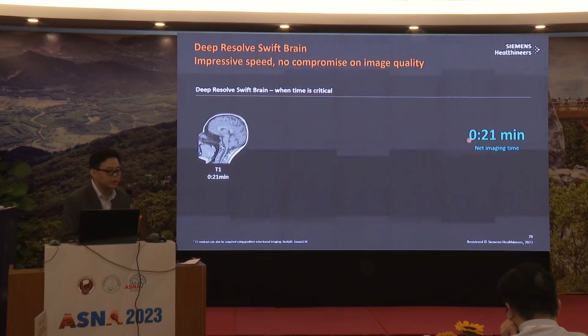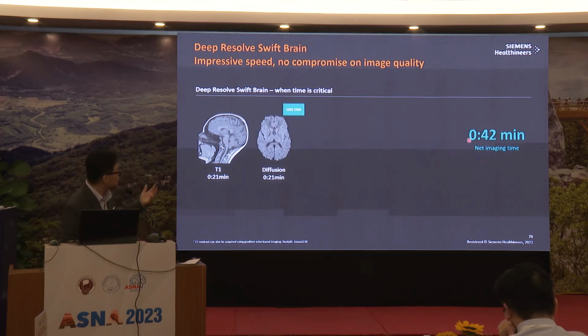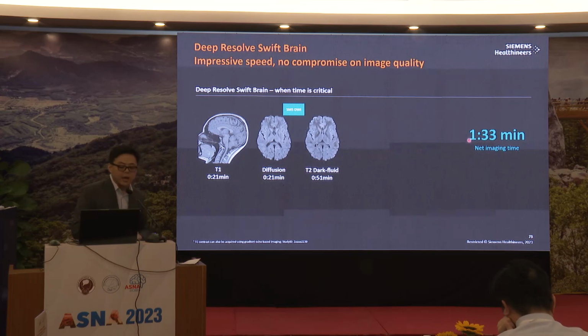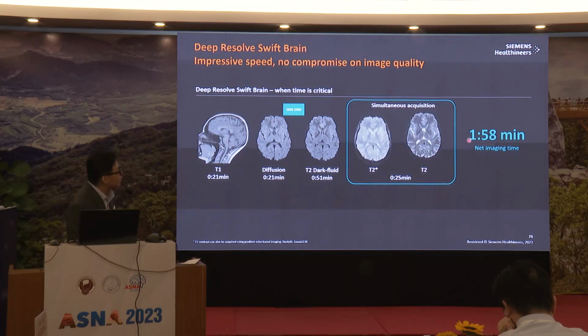So we developed this new technique called Swift Brain. Let me walk you through the speed you can expect from this new technology. The sagittal T1 only takes 21 seconds. For the diffusion, applying the simultaneous multi-slice diffusion, we can bring the scan time down to 21 seconds. For the T2 dark fluid, or what people usually call FLAIR, the scan time is only 51 seconds. The next very interesting sequence is two contrasts in one sequence. We can scan this sequence to get the two contrasts, T2-star as well as T2, in just 25 seconds.